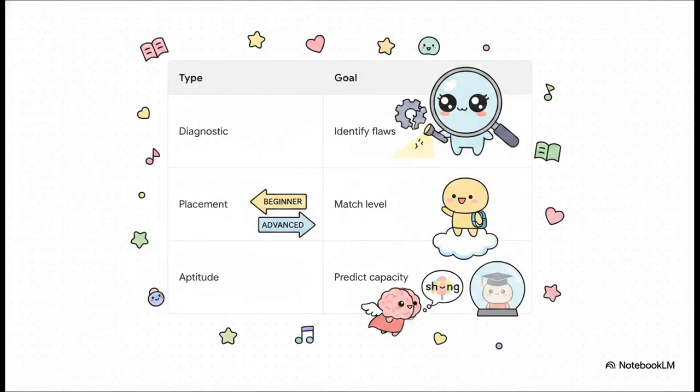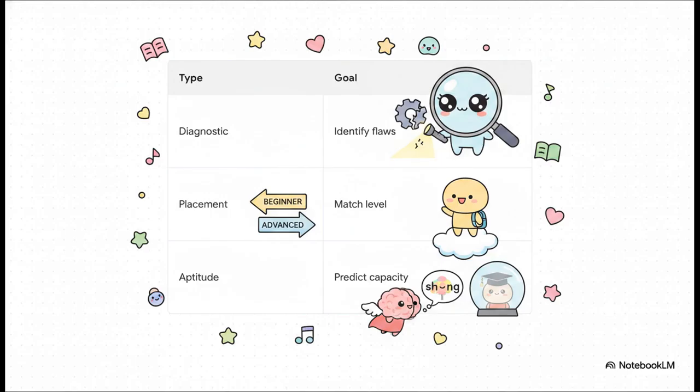Now, beyond achievement and proficiency, there are 3 other crucial purpose-based tests that focus on a student's starting line, rather than their finish line. Diagnostic tests act a lot like a medical scan. They pinpoint specific weaknesses so teachers know exactly what to remedy. Then you have placement tests, which are essentially the Goldilocks tests. They make sure you aren't bored to tears in a beginner class or totally overwhelmed in an advanced one.